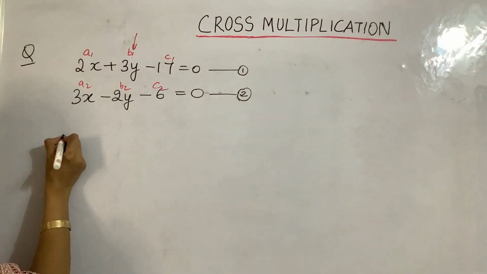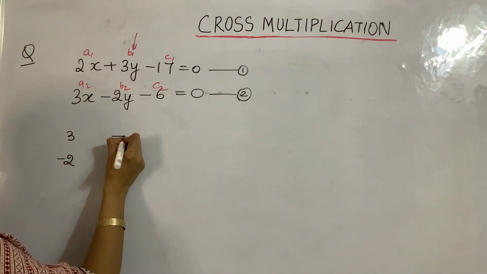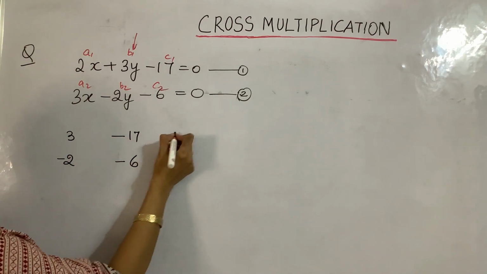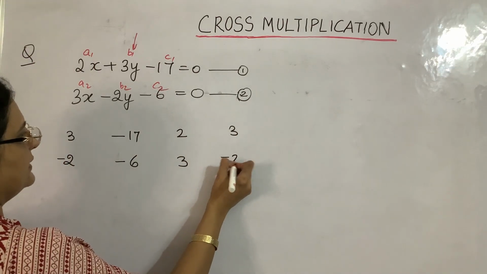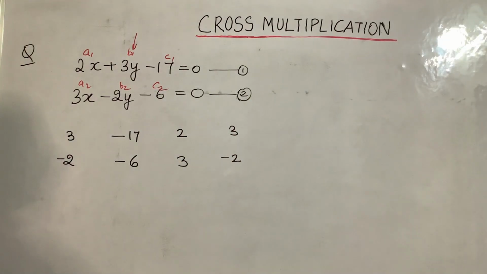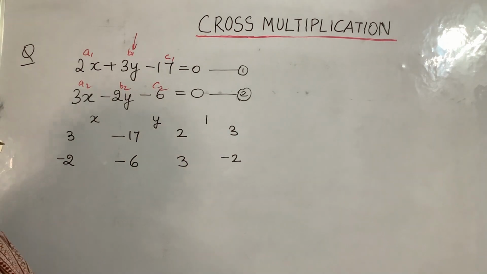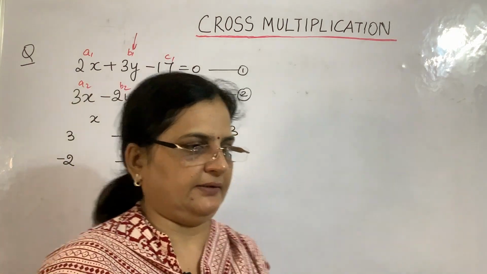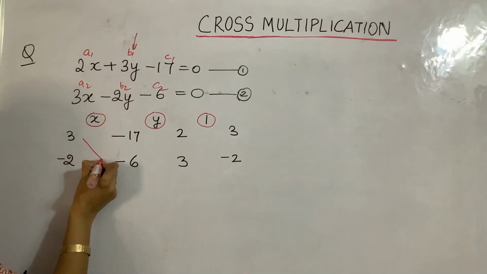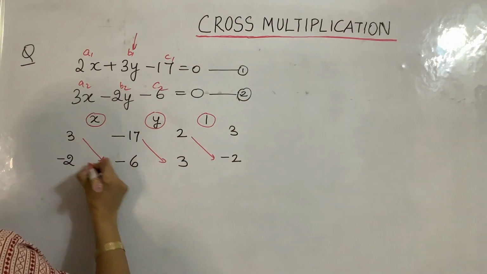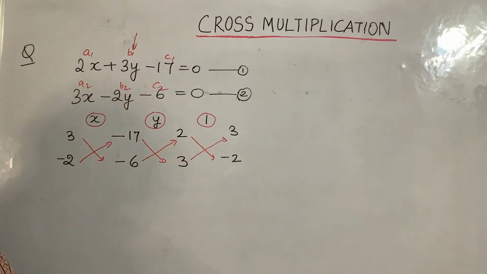So what do we write? 3, minus 2, this we have copied here. Next is minus 17, minus 6, and next is 2, 3, and copy down from where you started, 3 and minus 2. Okay, and then what to write here? x, y and 1. And now the most important part, the pattern making. So make the pattern. This is x, this is y, this is 1. From here, here, this, and this. So we are done with the pattern making.